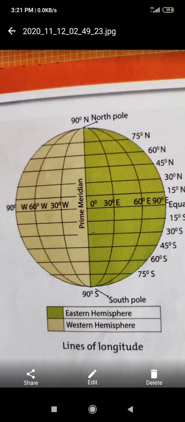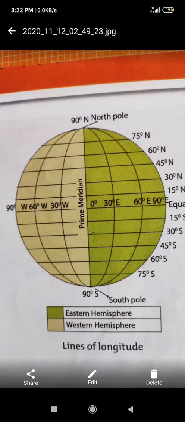Then the same on the back side of this. After 90 degrees, how much will come up? Do you know that? 90 plus 30, yes, it is 120 degrees east, then 150 degrees east, then 180 degrees east. Like this we will write. Understood? From this we have 360 degrees in which we can draw the longitudes. The prime meridian we start from 0 degrees.